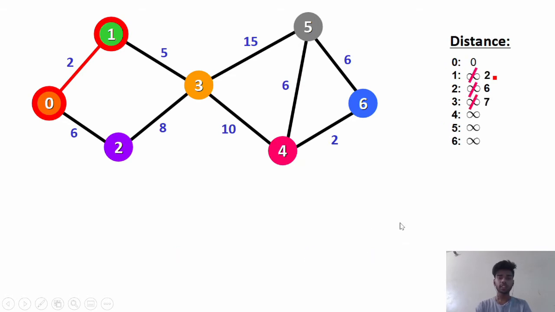Now the adjacent nodes are 2 and 3. So the distance to 2 is 6 and to 3 is 7. So the shorter one is node 2. We will mark it as a visited node.